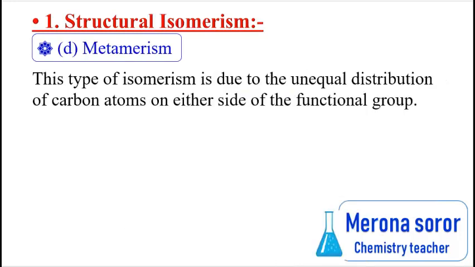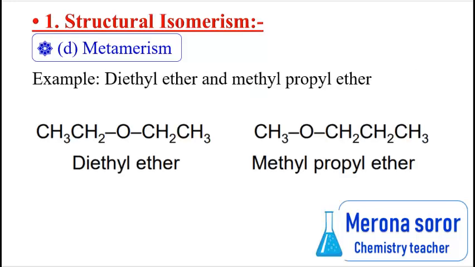Metamerism. This type of isomerism is due to the unequal distribution of carbon atoms on either side of the functional group. As an example, diethyl ether and methyl propyl ether. The distribution of carbon atoms around the oxygen atom is different in each molecule.